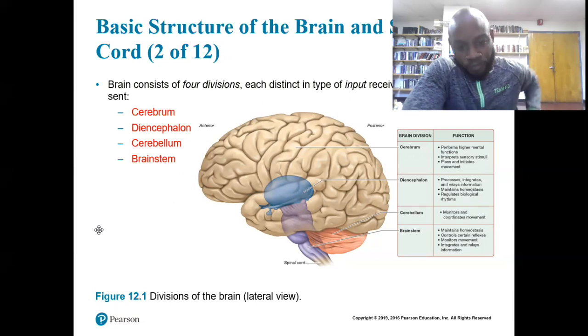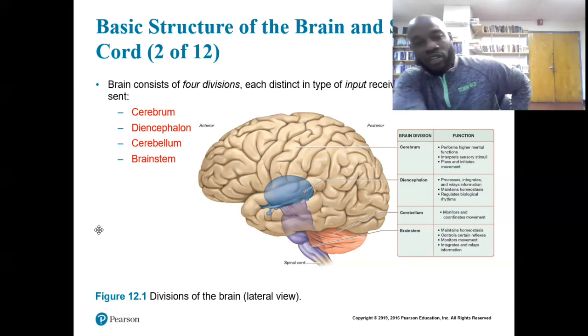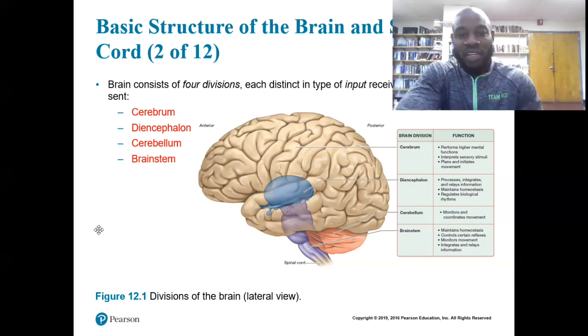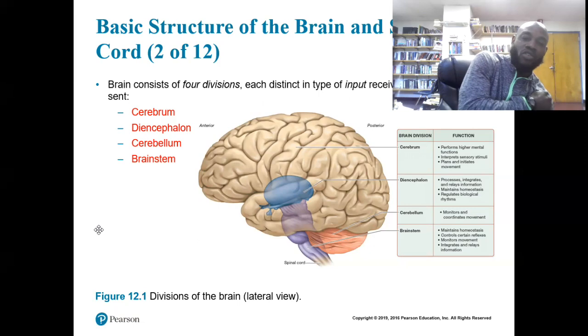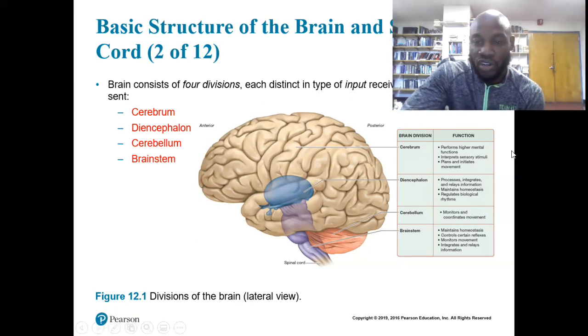Now, the cerebrum is the part of the brain we generally think of when we think of the brain, right? When someone has a brain injury, when someone is talking about the part of the brain that allows them to talk, think, and remember, they're generally talking about the cerebrum. But the other sections, the diencephalon, the cerebellum, and the brainstem, also play major roles in the brain, as you see here on this chart.